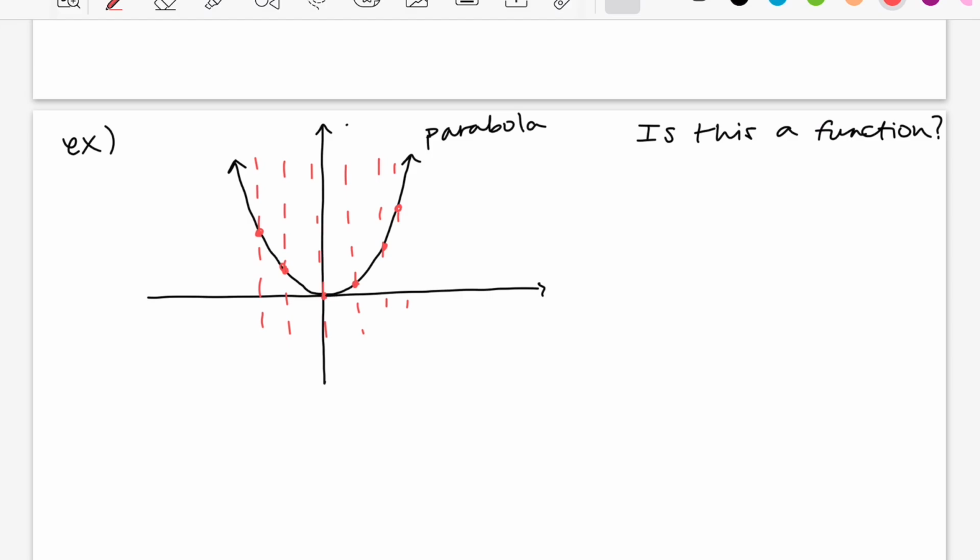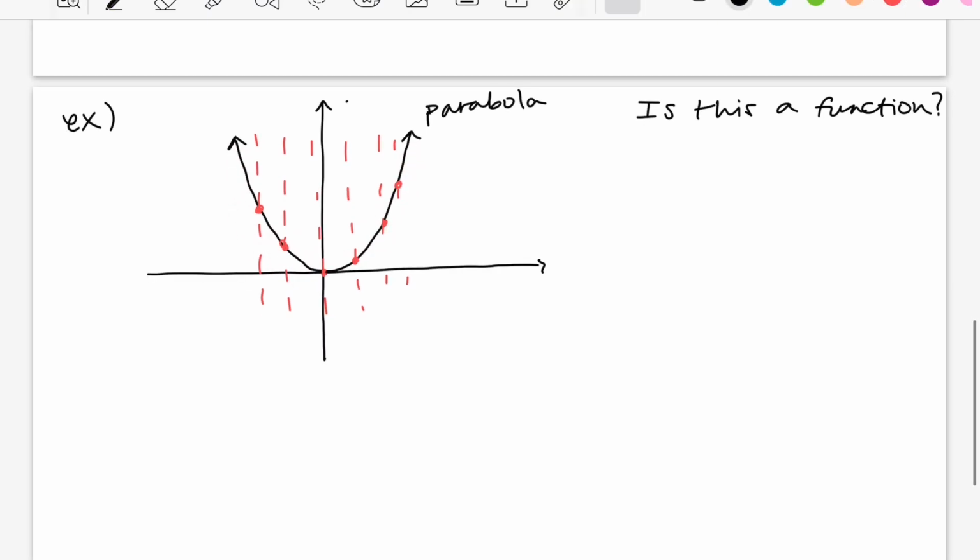And as you can see here, we drew a bunch of vertical lines everywhere, and at no point are these vertical lines intersecting our graph at more than one point. So just by looking at this and using our vertical line test, this is a function.